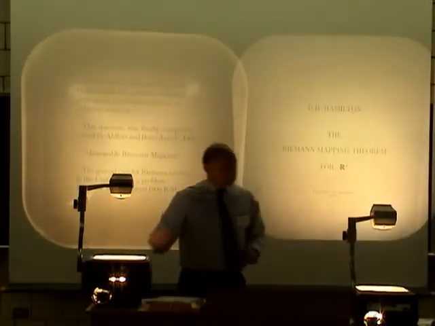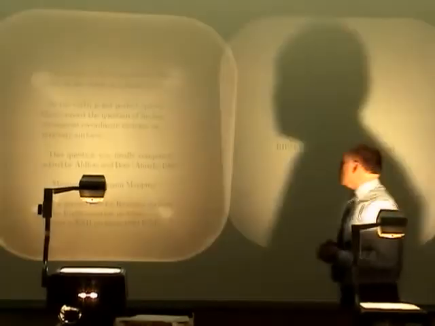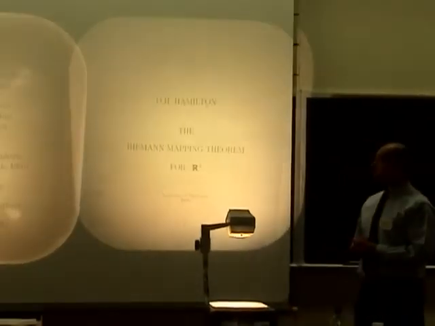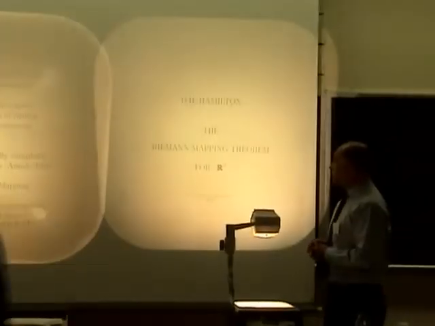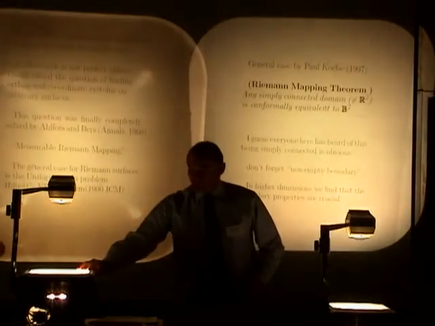The problem of finding good coordinate systems is one of the oldest problems in mathematics. It goes right back to the time of Gauss, who posed the problem of finding good orthogonal coordinate systems on surfaces. This question was finally solved by Ahlfors and Bers, the famous paper on measurable Riemann mapping theorem. Around the year 1900, Hilbert made his famous 22nd problem, which asked to uniformize analytic relations. The general case was solved by Paul Koebe, and that's what we've been talking about for the last day.